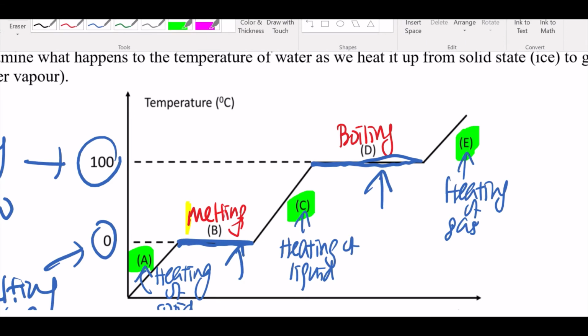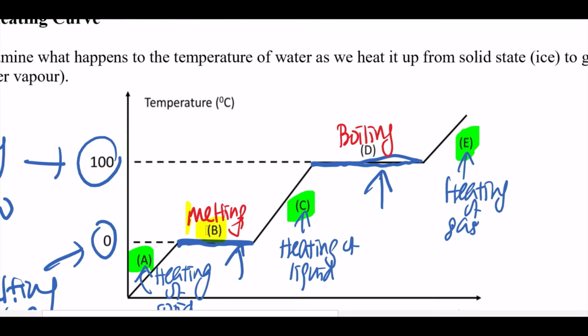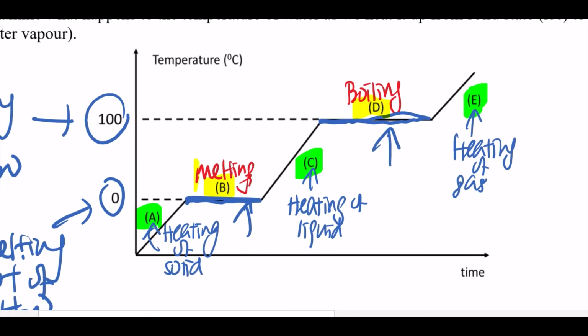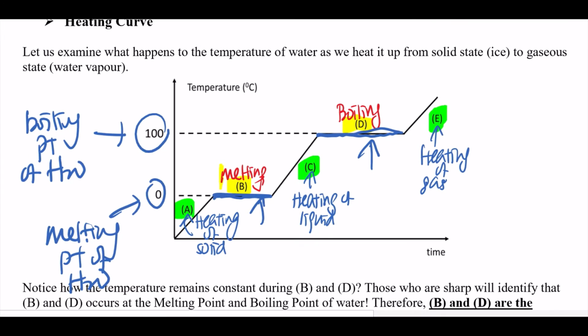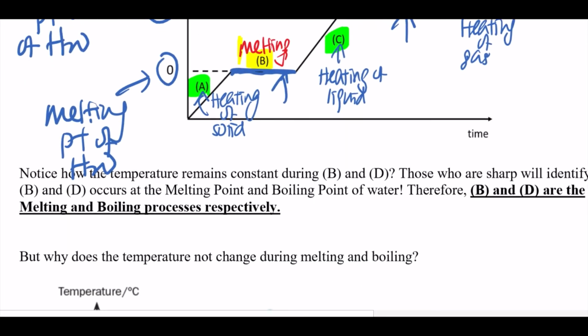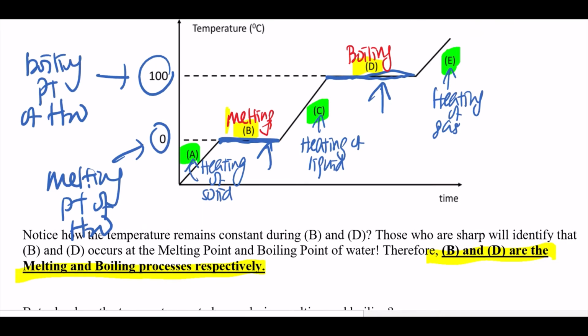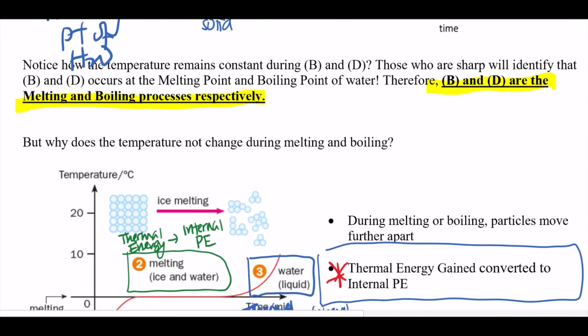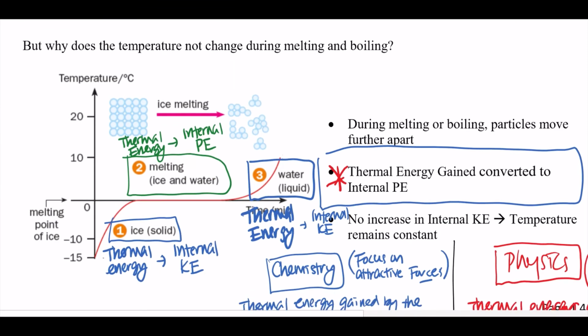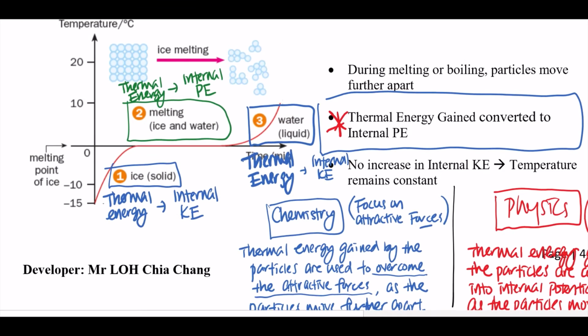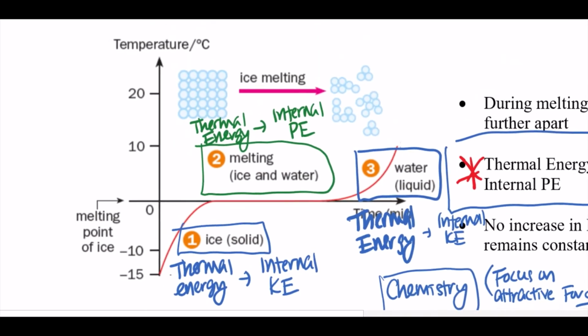But the anti-climax part, the not so commonsensical part, comes in when during the melting and boiling process, you realize that the temperature does not increase. Okay, and we have to explain why is that so. B and D are the melting and boiling processes respectively. It has everything got to do with the internal potential energy that we described just now. So there are a lot of words here, don't be afraid. I'll explain this in detail.